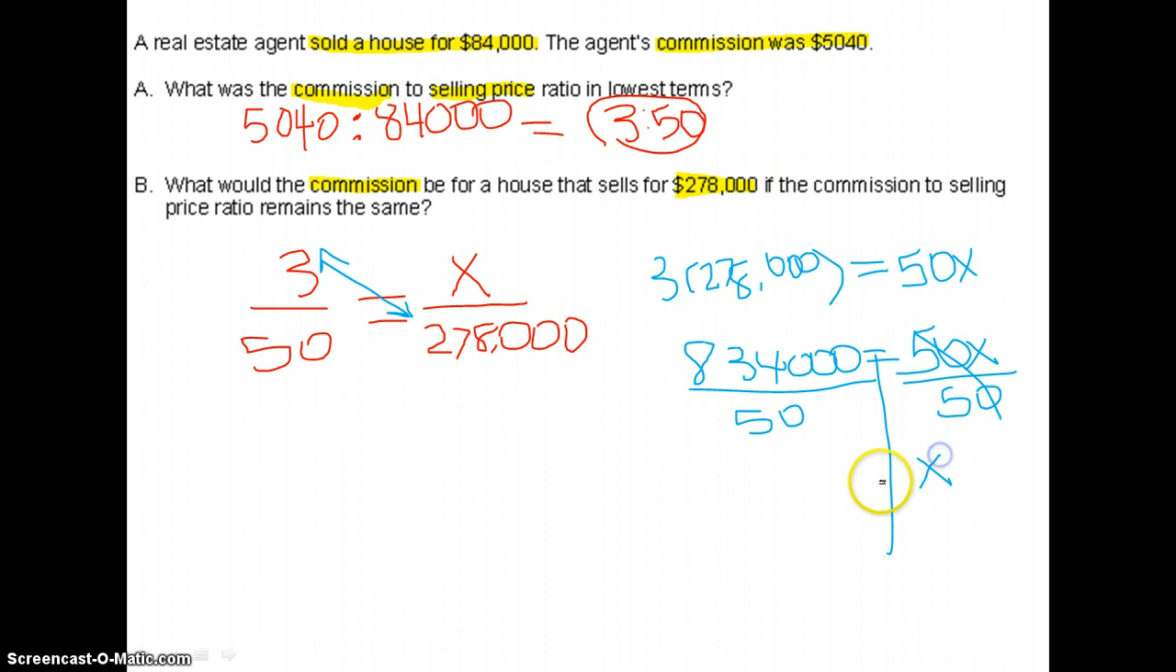And so x is going to equal $16,680. So if she sold a house for $278,000, she would make $16,680.